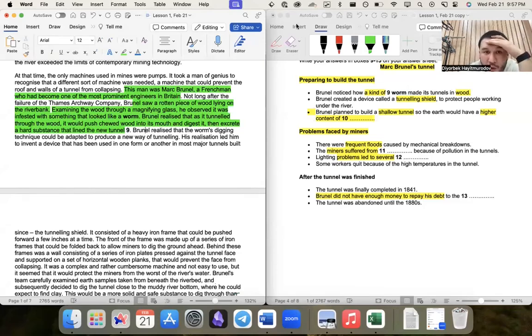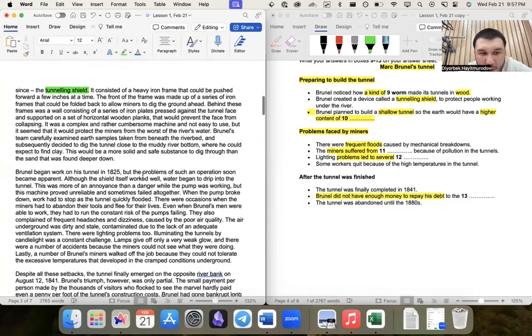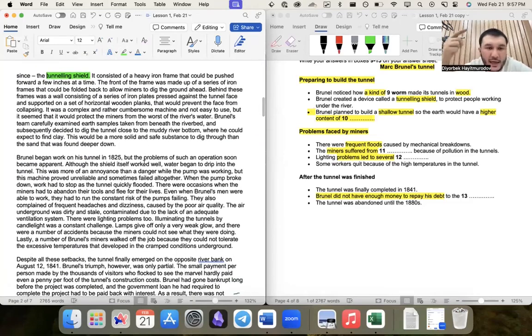Brunel realized that the worm's digging technique could be adapted. Bu aytibdi, mana shu wormni texnikasini biz ham qilsak bo'ladi odamlar ham debdi. Yangi tunnel qurish uchun. His realization led him to invent a device that has been used in one form or another in most major tunnels built since, the tunneling shield. Tunneling shield degan narsani mana shu Brad o'ylab topgan ekan. Uni o'sha qurtqumsga qarab ideya kelgan ekan.